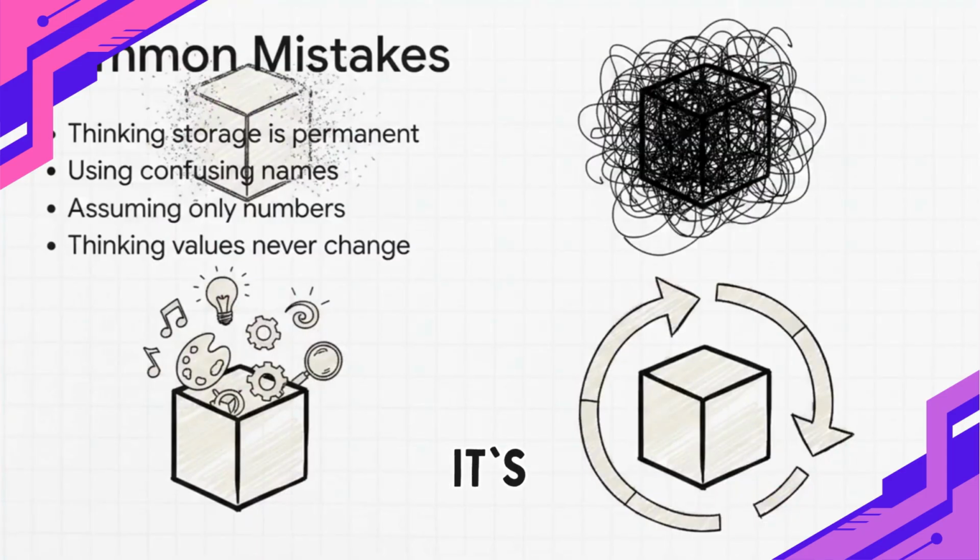It is totally normal to have a few misconceptions when you're first starting out. For instance, you might think these storage boxes are permanent, but in reality, a lot of them only exist while the program is actively running. Now, we already know to avoid confusing names like X, but another really huge trap is assuming these boxes can only hold numbers. And finally, never forget our video game score example. The entire magic of a variable is that its contents are actually meant to change.